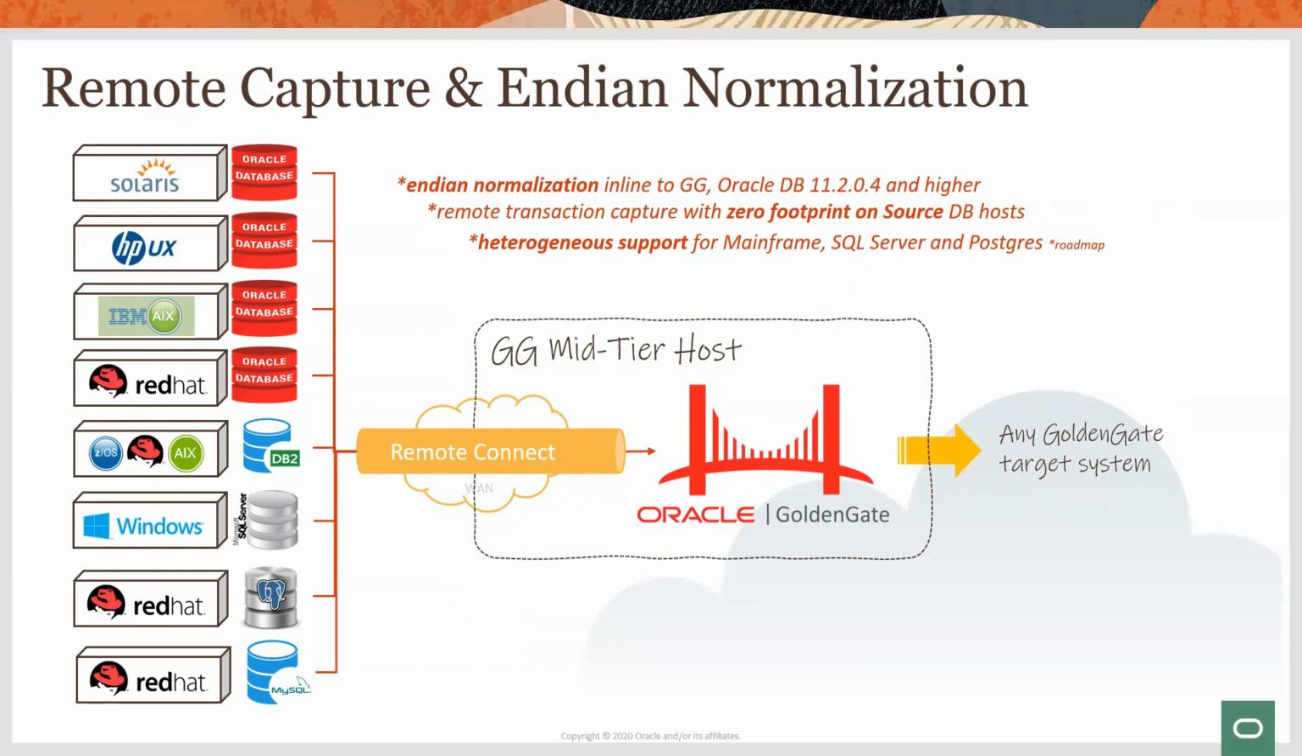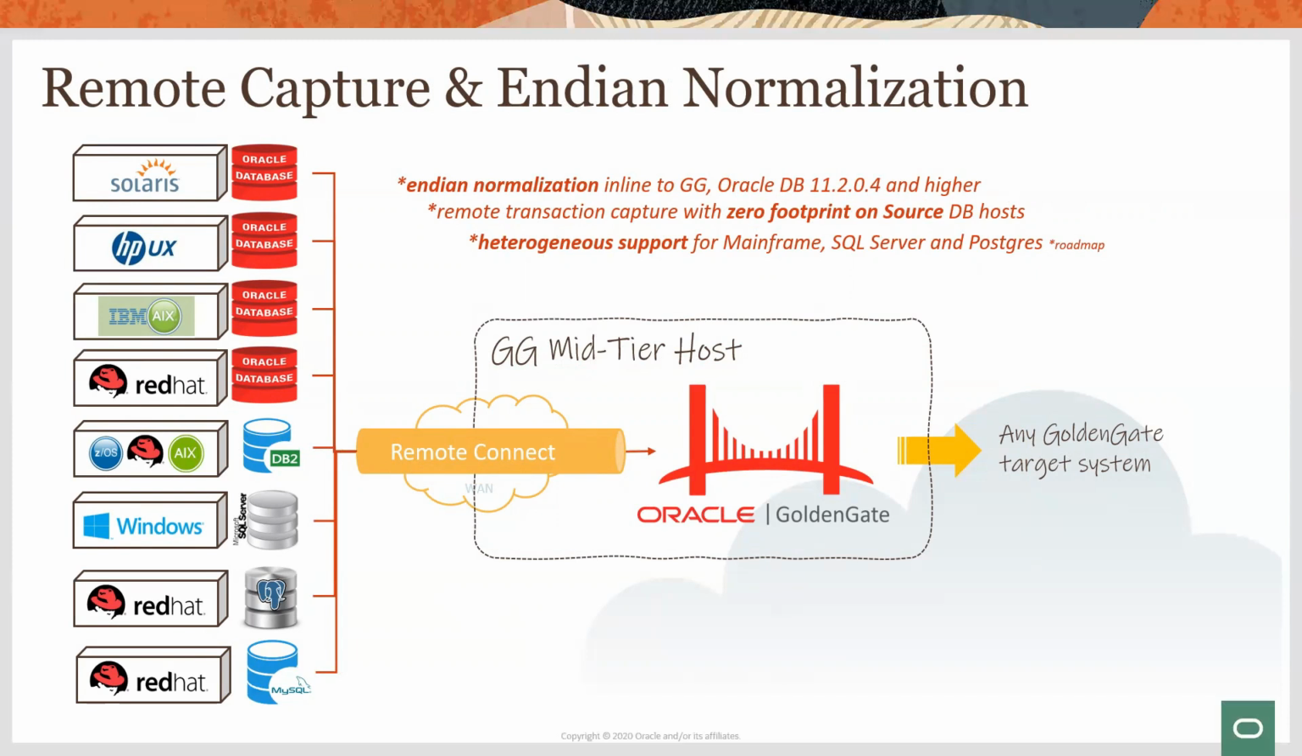On the left-hand side, we actually support remote connectivity with DB2 AIX or iSeries, DB2 z/OS, also DB2 LUW on Red Hat. We support remote connectivity to Windows SQL Server, Postgres on Red Hat, and also MySQL on Red Hat. And so you can run GoldenGate remotely. Again, you do not have to have any GoldenGate software installed on any of these databases in order to capture transactions. And then you can replay those transactions downstream to any supported GoldenGate target.